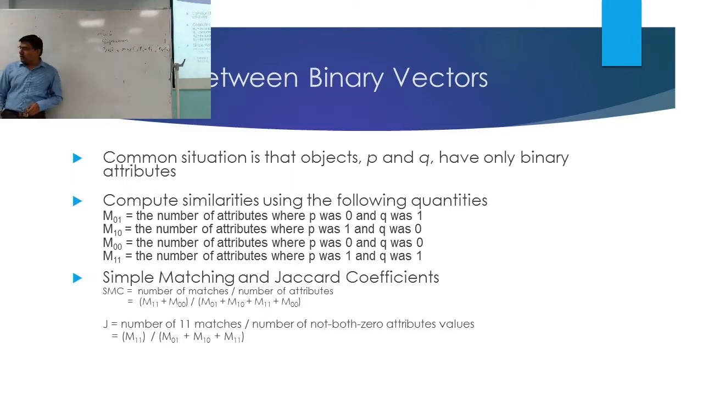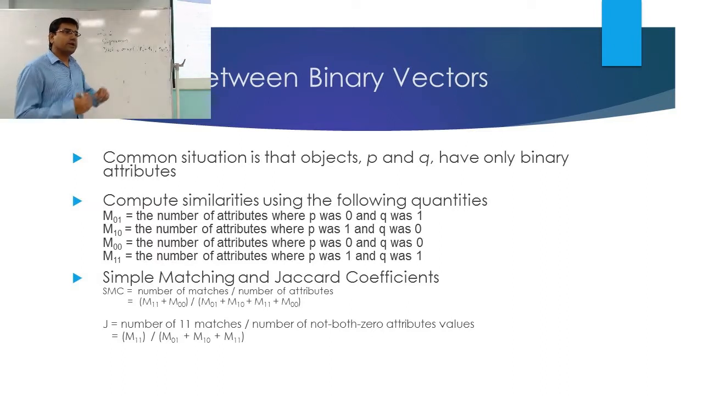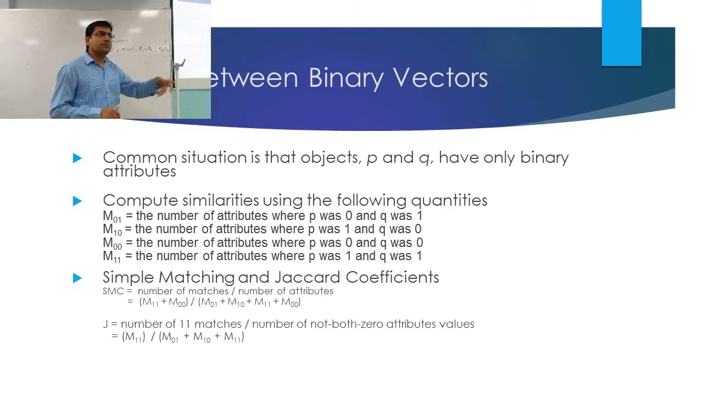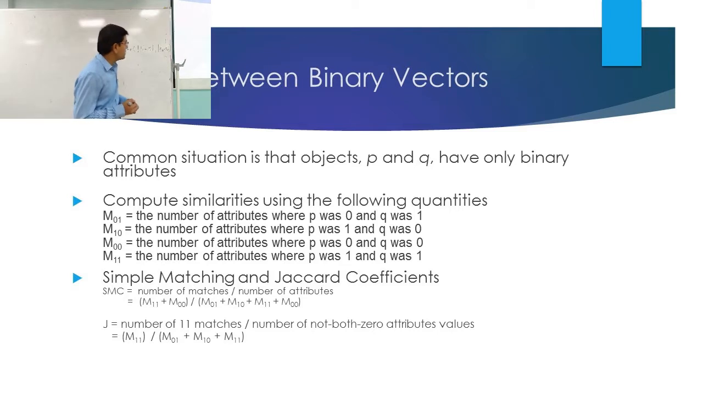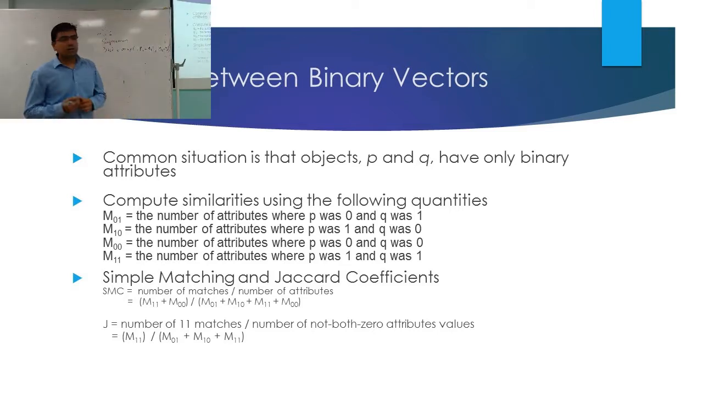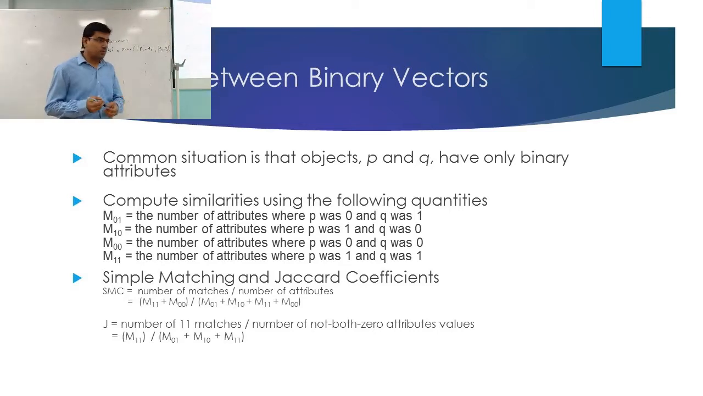There are also measures specific to the binary vector. A binary vector does not have real values like values greater than 1. It has values of only 0 or 1. In that case, you need different ways of computing the similarity or dissimilarity matrix. One is simple matching, and another is called the Jaccard coefficient. We will see how simple matching is done.